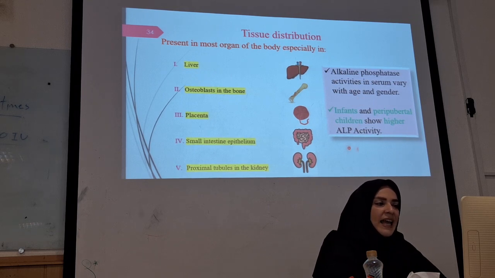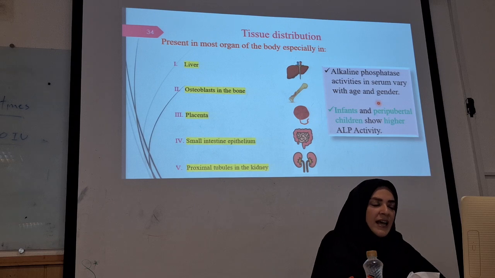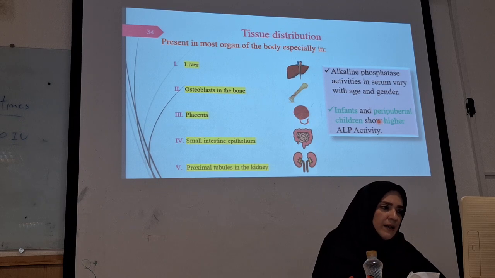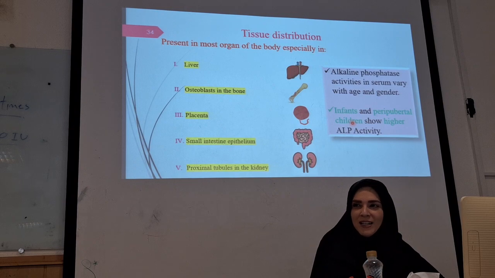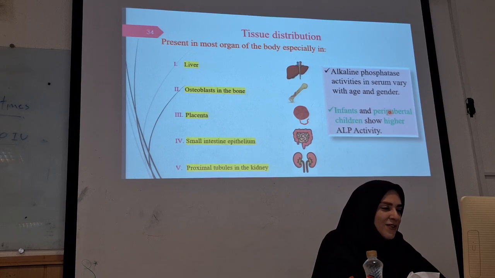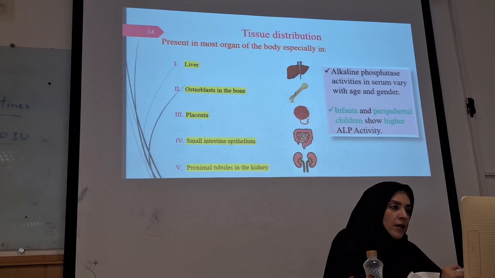Why? Because age can affect the enzyme, gender can affect the activity of the enzyme, and also infants and peripubertal children, whenever P and R are close together, it's difficult to pronounce, normally have a higher than normal range.